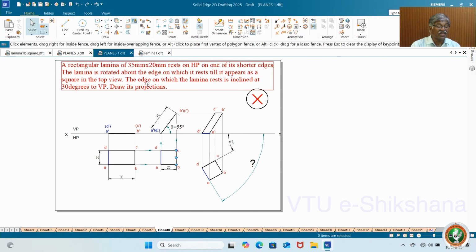So he says clearly the edge on HP is inclined at some degree to VP. So the edge on HP is none other than AD. Even it works for BC since it is parallel, but you have to dimension AD only. Okay, sometimes it works, but not always. Okay, so this is how you can carry out the problems on the apparent shapes. So in the same way they can give a square appears as a rectangle. That type of problems I will deal with now.